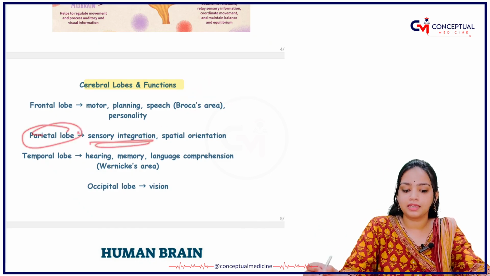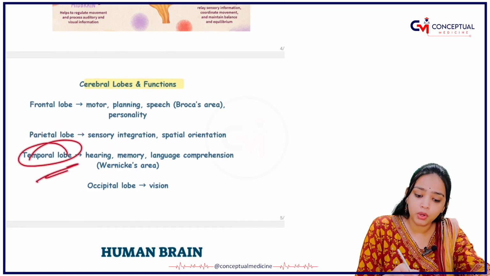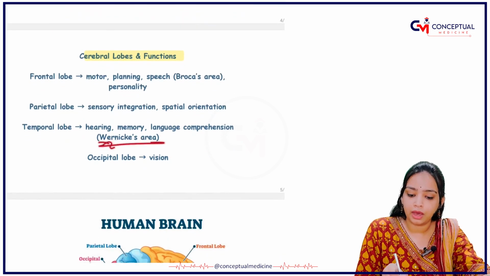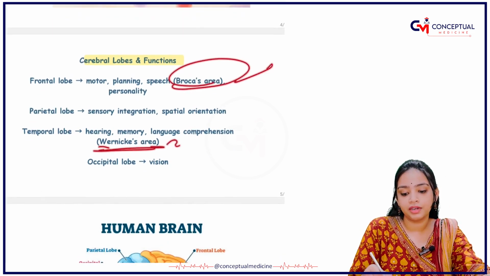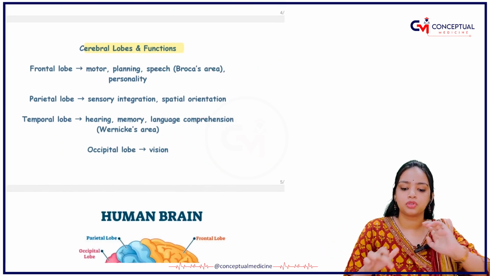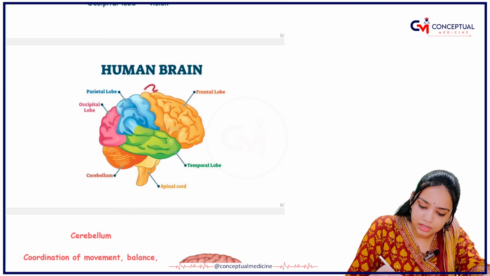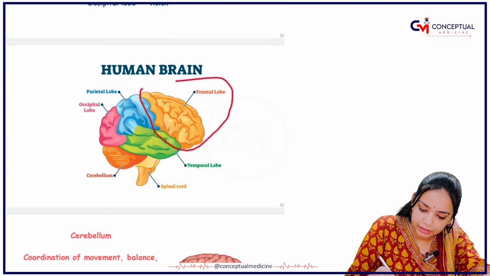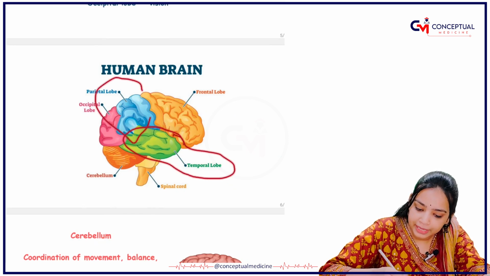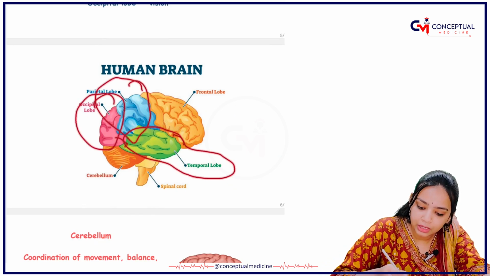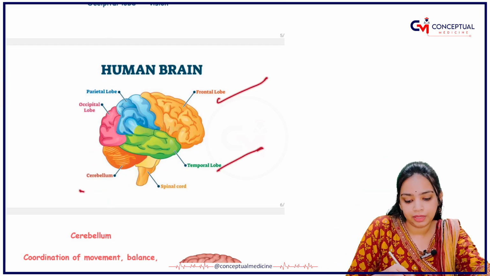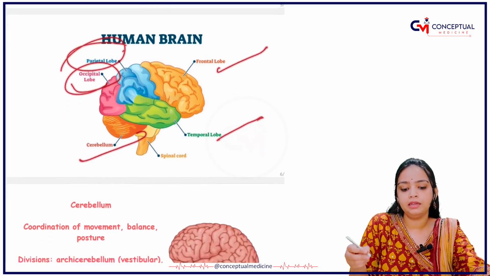Then you are having the parietal lobe. There you have the sensory integration. Then you have the temporal lobe for the hearing. Temporal for the hearing, right? Here you have the Wernicke's area, Broca's area and Wernicke's area. We will read about these areas separately also. They are the heroes, right? So see this, you are having the frontal lobe. Here you are having the temporal lobe, parietal lobe, occipital lobe, cerebellum.